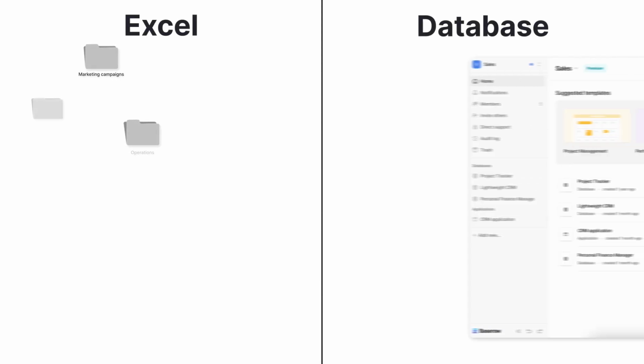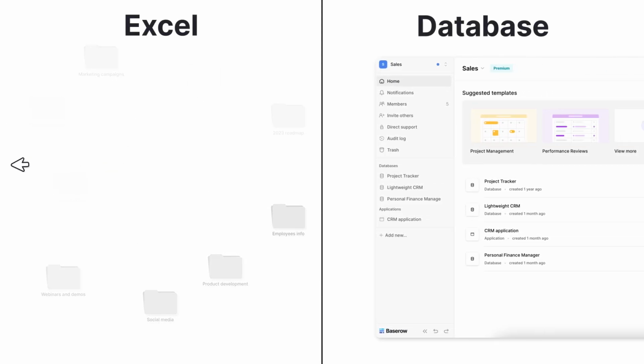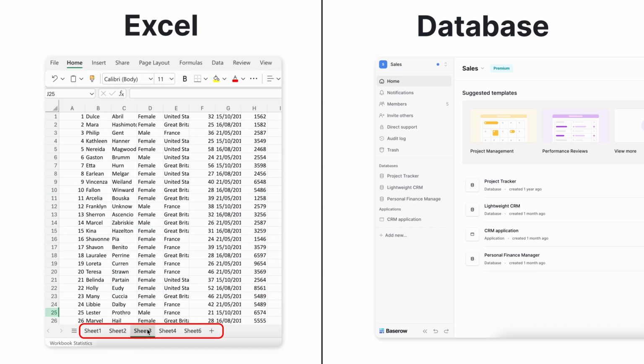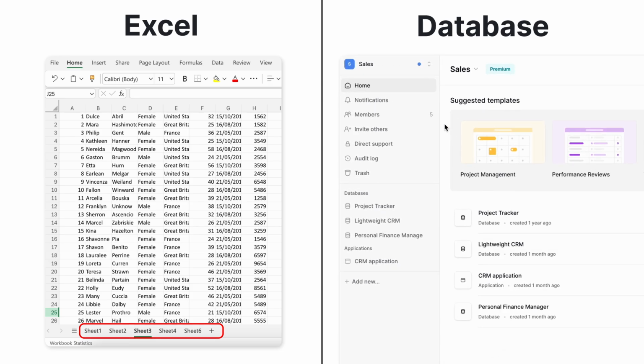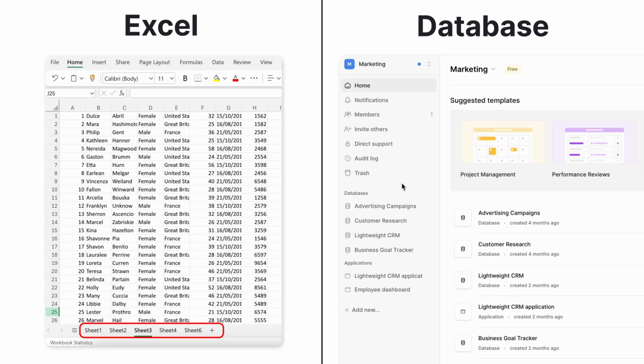Data structure is vital. With spreadsheets, you must manage separate files for different categories and multiple sheets within each file, while constantly checking for the latest version. Databases offer a more logical organization. You can arrange data systematically through workspaces for teams, databases for projects, and tables for tasks.